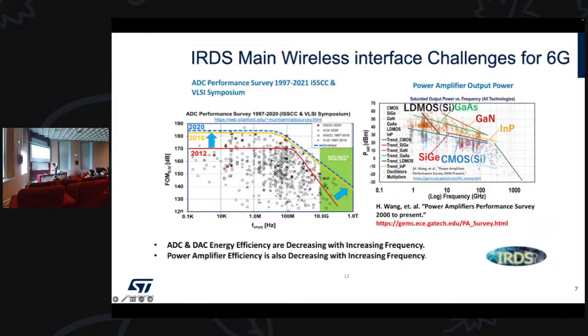And you see the 5G area, not the 6G. 6G is on the right of this one. So the 5G area is somewhere where the ADCs, for this example, are not efficient. If you look at the power amplifier output power, you can see that under 100 gigahertz, you have solutions. Over 100 gigahertz, for the carrier frequency, the solutions are very low. So we will come back after on these two points.